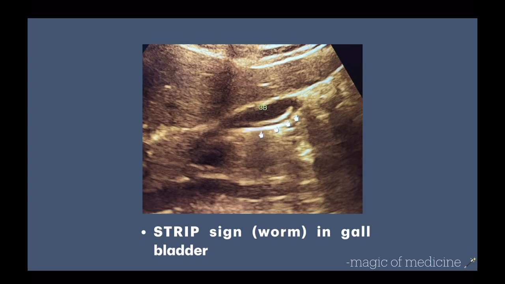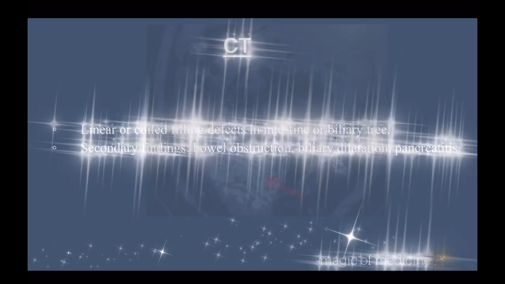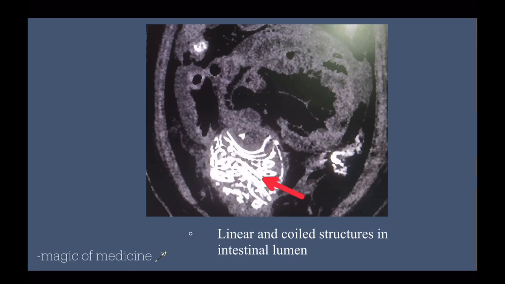Now coming to the CT appearances. So in CT, it is seen as linear or coiled filling defect in intestine or biliary tree. Secondary findings include bowel obstruction, biliary dilatation and pancreatitis as per the site involved. So this is a CT coronal image and it shows multiple clumped linear hyperdensities which are obstructing the bowel lumen.